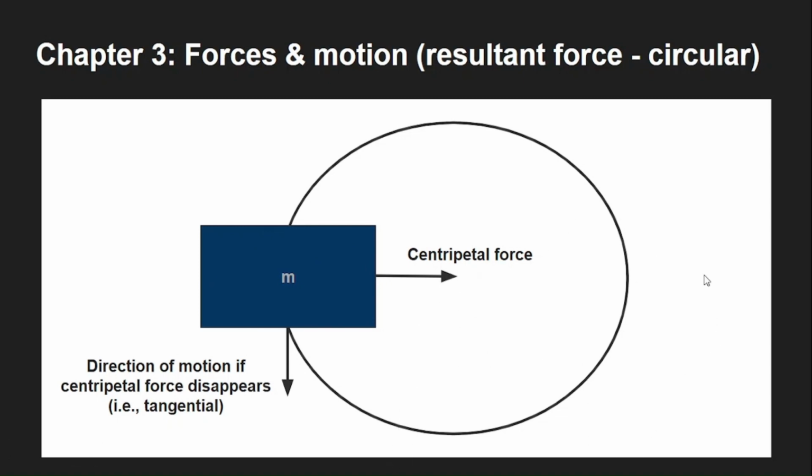If it's at the bottom, it'll be pointing to the top. If it's on the right, it'll be pointing towards the left, to the center. And if it's at the top, it'll be pointing downwards towards the center of the circle. And you will be asked to mark the direction of motion, which is perpendicular to the centripetal force and is essentially tangential to that point on the circular path.